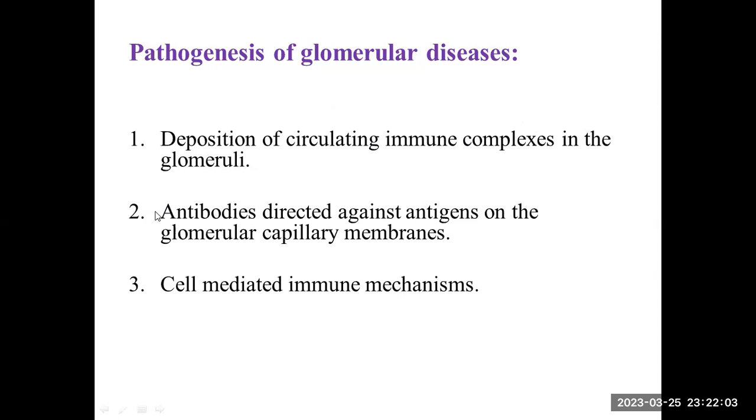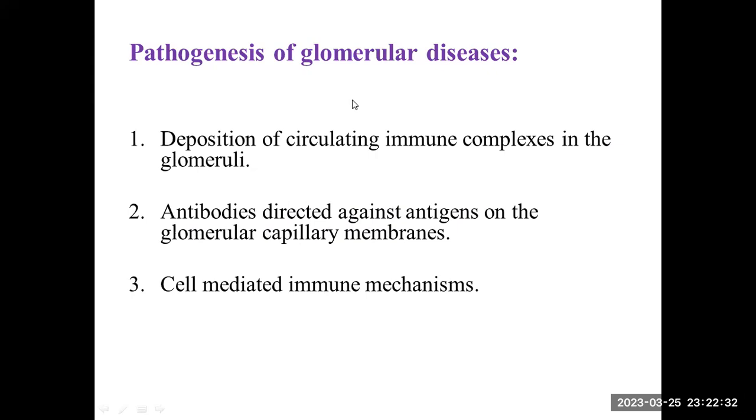Another mechanism is antibodies directed against antigens on the glomerular capillary membranes. In this scenario, there are no free and soluble antigens in the blood. You will not have antigens circulating free and soluble in the blood. Here, the antigen is actually a fixed antigen, and this fixed antigen is located in the glomerular filtration membrane, in one of the layers of the glomerular filtration membrane, in the endothelium or in the basement membrane or in the podocytes.